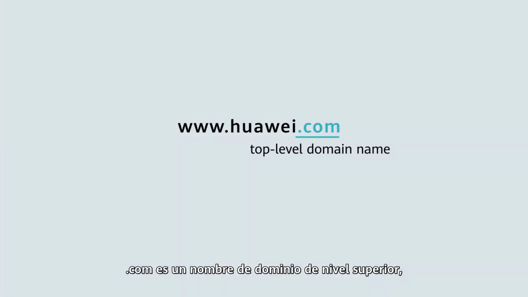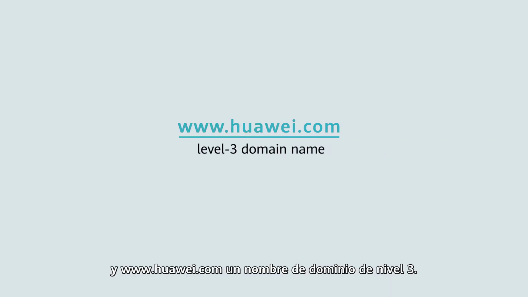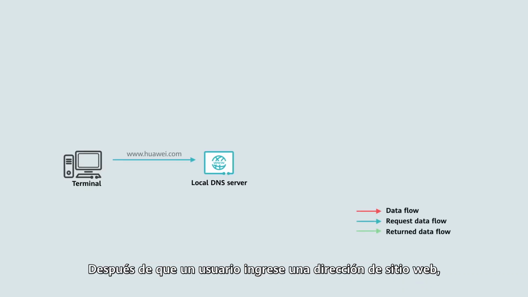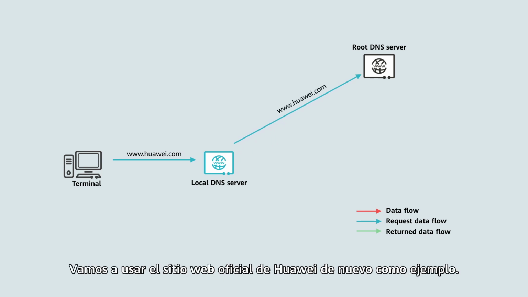.com is a top-level domain name. Huawei.com is a level 2 domain name. And www.huawei.com is a level 3 domain name. After a user enters a website address, the local DNS server first queries the root DNS server for the top-level domain name. Let's use Huawei's official website again as an example.